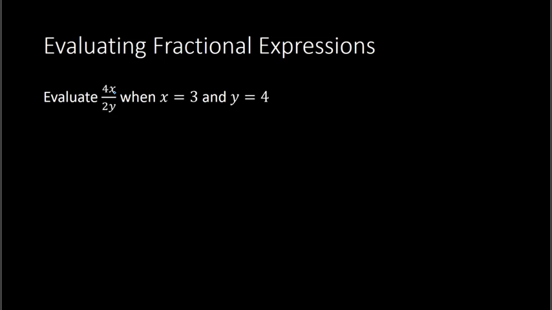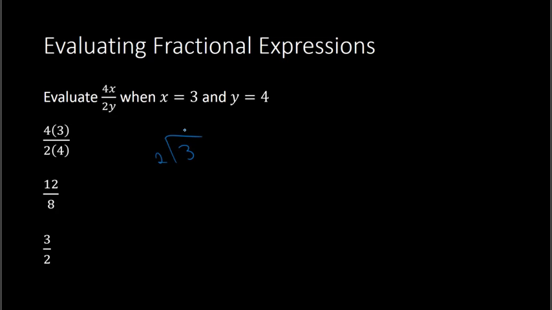So instead of 4 times x, I have 4 times 3. And instead of 2 times y, I have 2 times 4. So now I can simplify. I have 12 over 8, and I can reduce, and I do that by dividing the top and the bottom by 4. Divide 12 by 4, I get 3. 8 divided by 4 would be 2. So my answer is 3 over 2, and I can write this as a mixed number by taking 3 divided by 2.